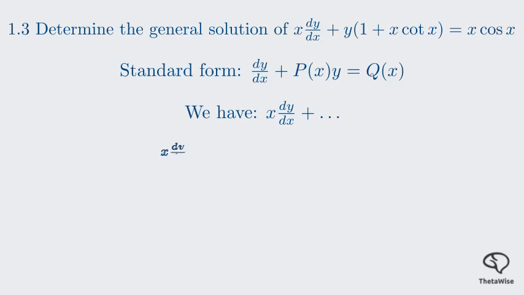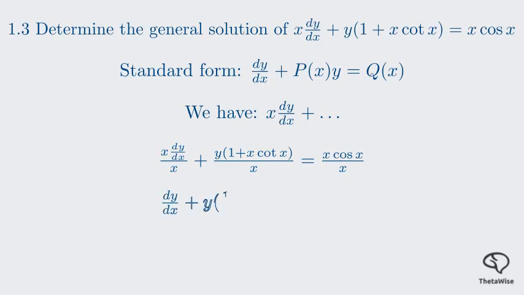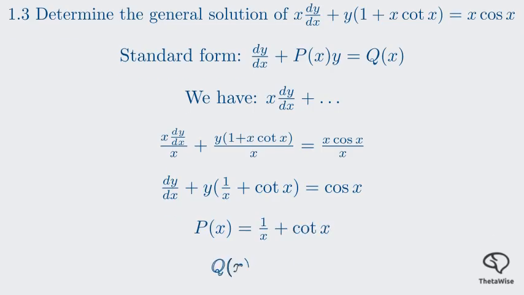Dividing by x, we get dy/dx plus y times (1 plus x cot x) over x equals x over x. This simplifies to dy/dx plus y times (1/x plus cot x) equals cos x. This is now in standard form. From this, we can identify p(x) as 1/x plus cot x and q(x) as cos x.